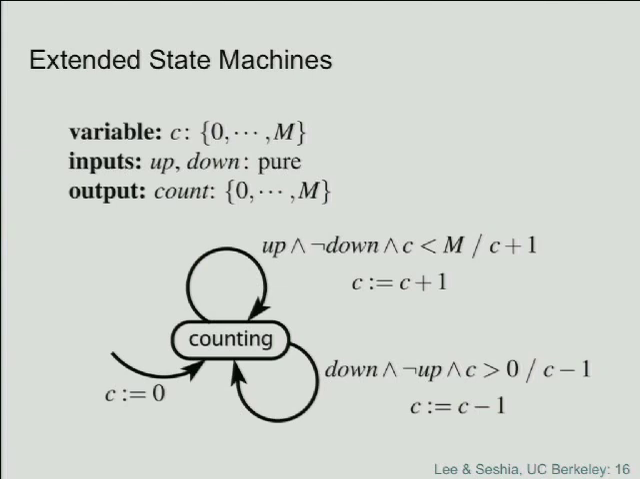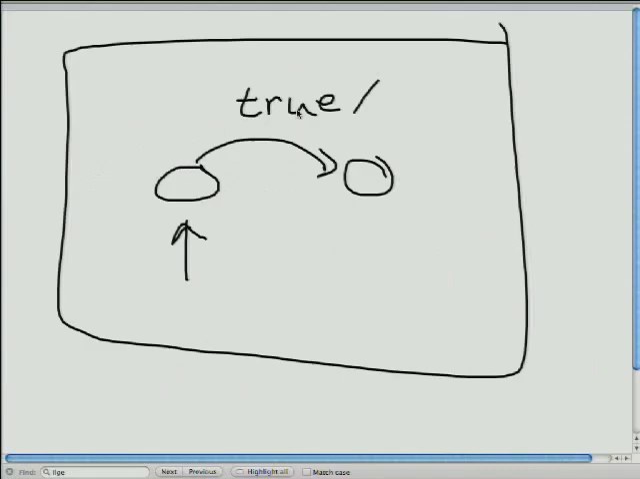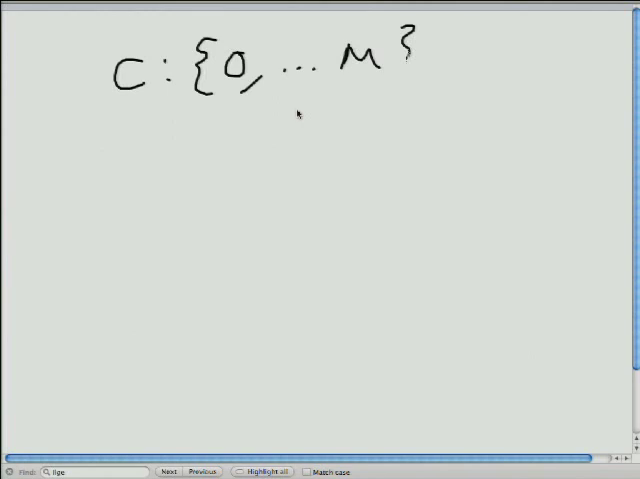Well, suppose, here, let's draw one. Suppose I have a variable count whose data type is 0 to m, and I have a state machine with 2 states. Here's my initial state, and transitions. And these transitions have guards, output actions, and update actions. So it looks something like that.